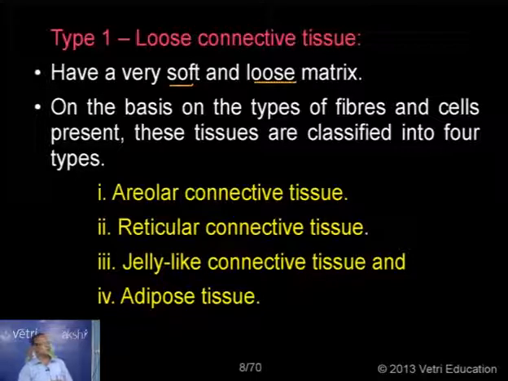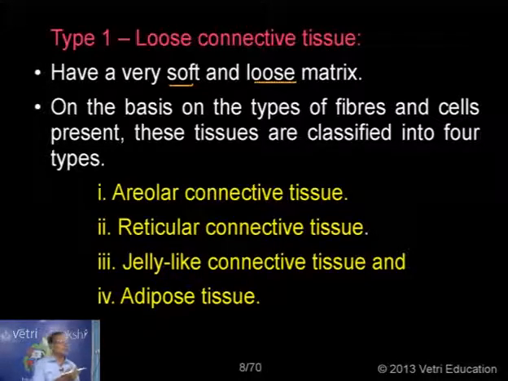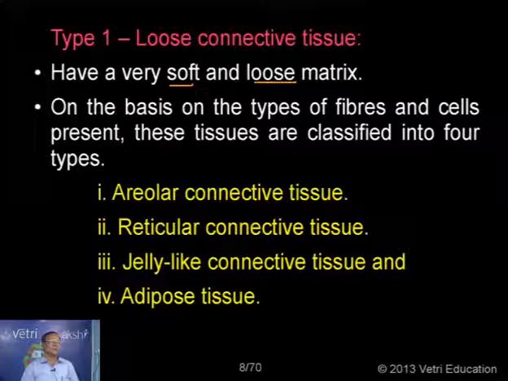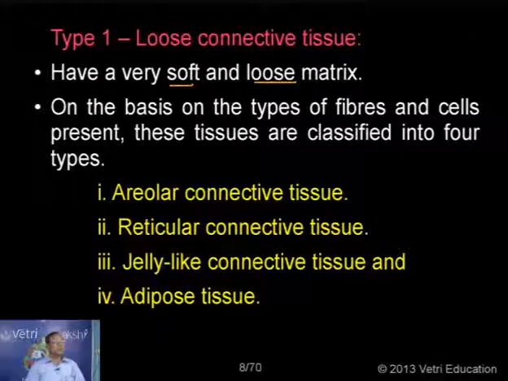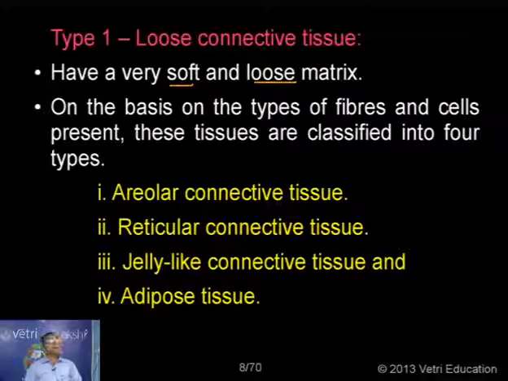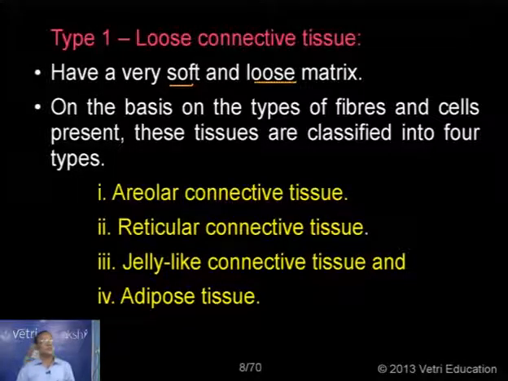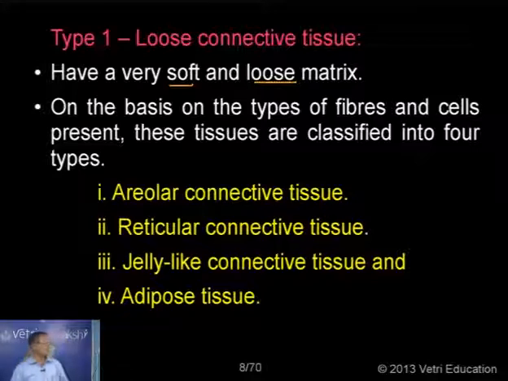That's why it's called loose connective tissue, because the spaces between the cells are many, and the matrix is soft. The meaning of that is it contains a large amount of tissue fluid, fewer cells and fewer fibers. Now, on the basis of the arrangement of the fibers, the types of fibers and the cells, we can have 4 types. The loose connective tissue is broadly classified into 4 types based on the type of fibers and the type of cells formed.